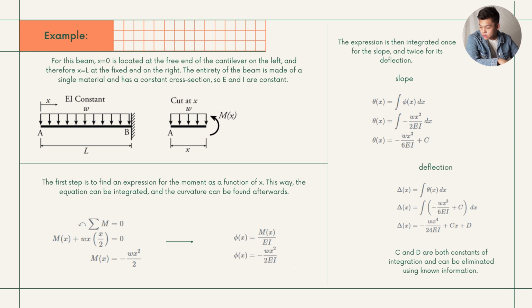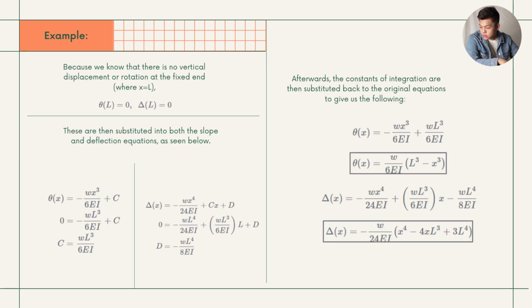For this specific problem, we know that there is no vertical displacement or rotation at the fixed end where x is equal to L. And because we know this, theta L is equal to 0 as well as delta L. These are then substituted into both the slope and deflection equations as seen below in order to solve for C and D. Then after we solve for the constants of integration, these are substituted back into the original equations to give us the following answers.